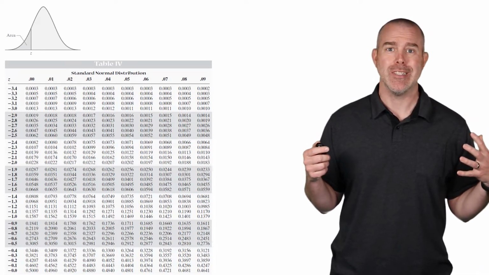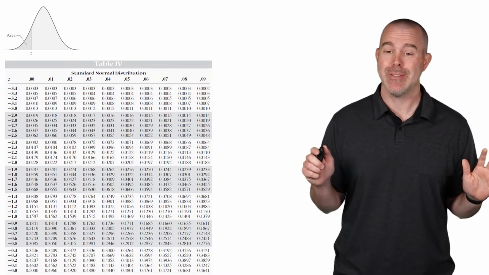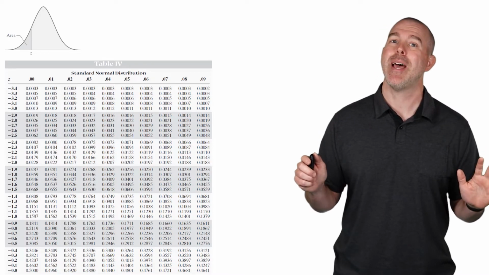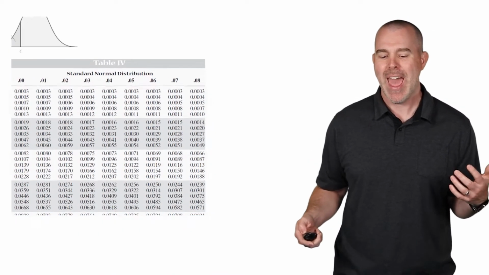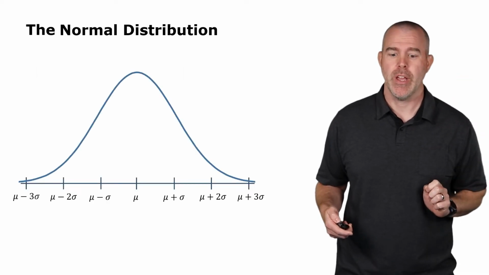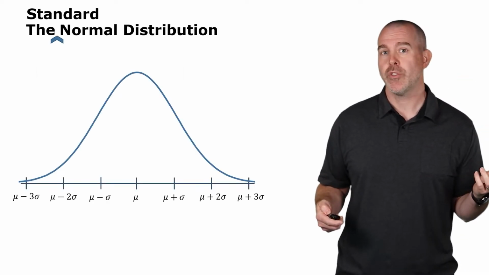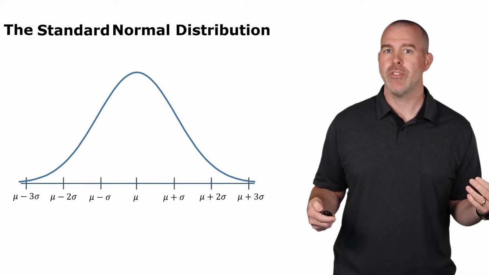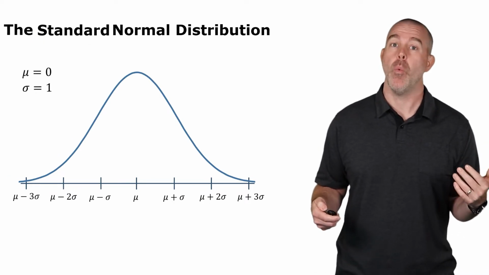When I'm recording this, it's 2021. We should not be using tables anymore, but sometimes people still want you to do this. So what I have here, this is a table for the standard normal distribution. So there's that word standard there. Is that important? Yes, very important. So the standard normal distribution has a mean of 0 and a standard deviation of 1.